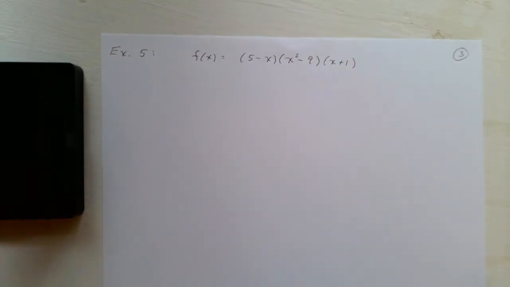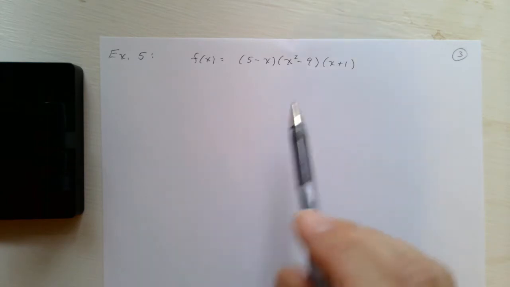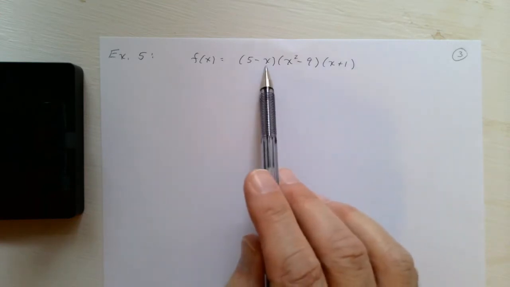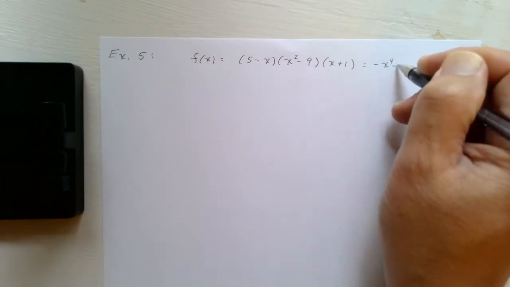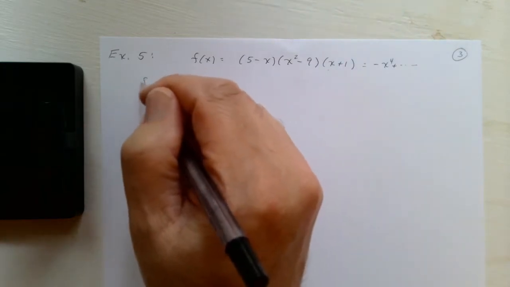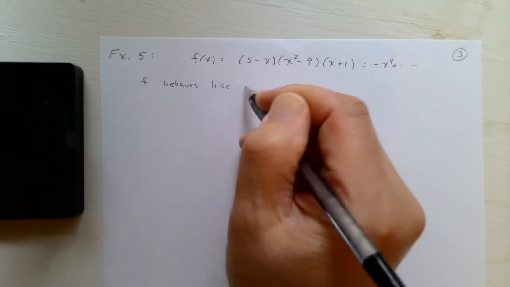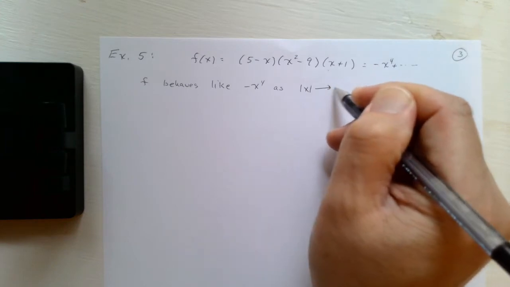Okay, let's look at these last two examples. For example 5, we're back in factored form. We can see that if we were to multiply this out, the leading term would be negative x times x squared times x. So this would be negative x to the fourth plus some other terms. So the leading term is negative x to the fourth, so that means f behaves like minus x to the fourth as the absolute value of x gets large.